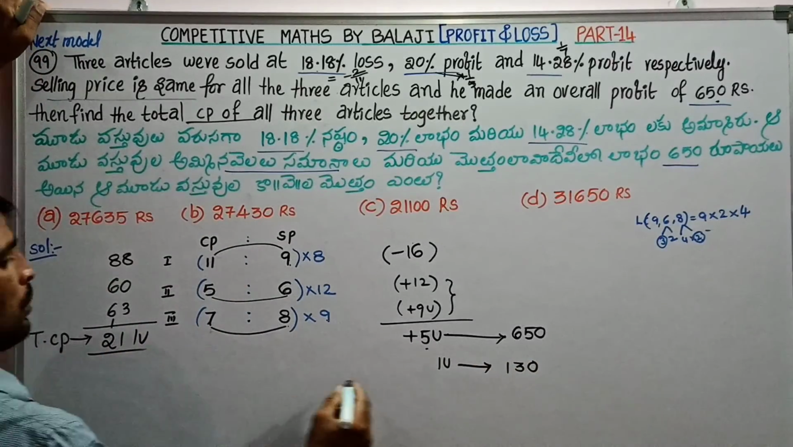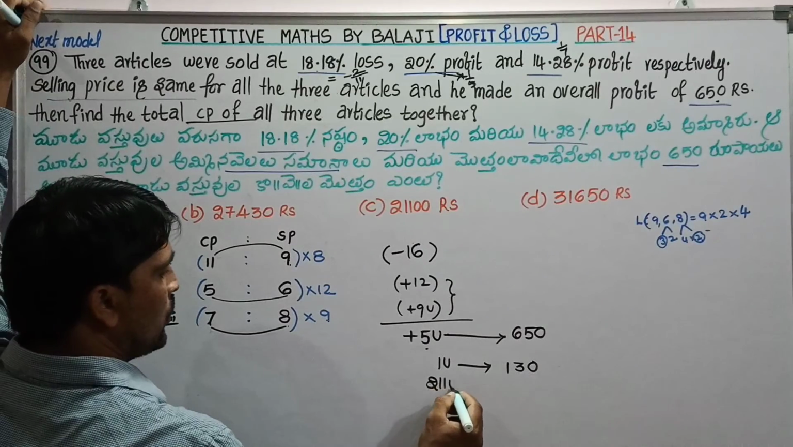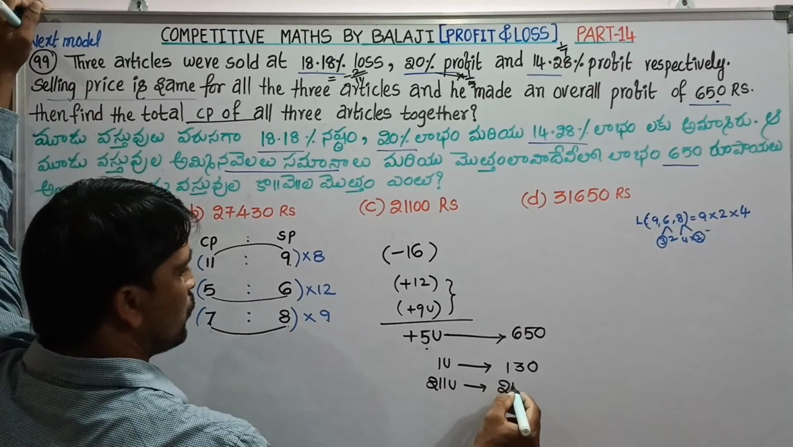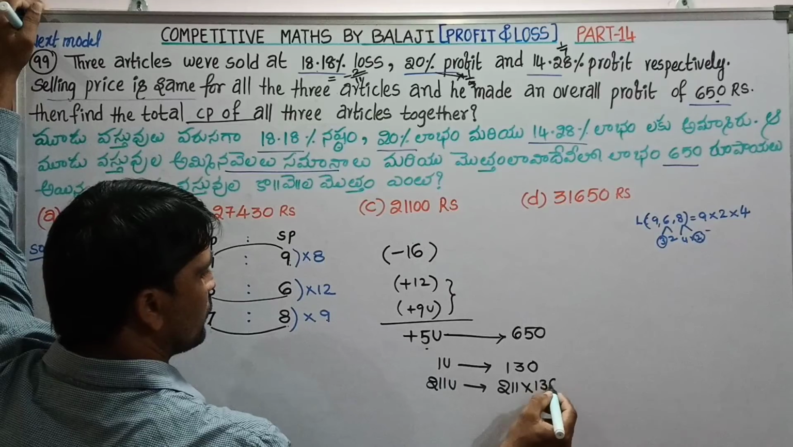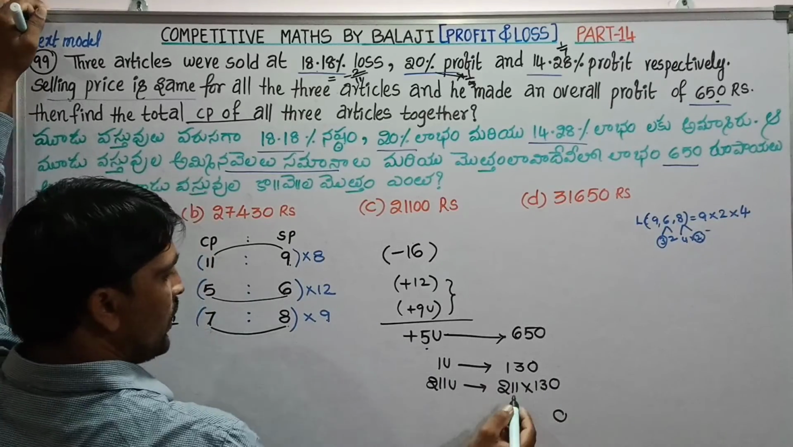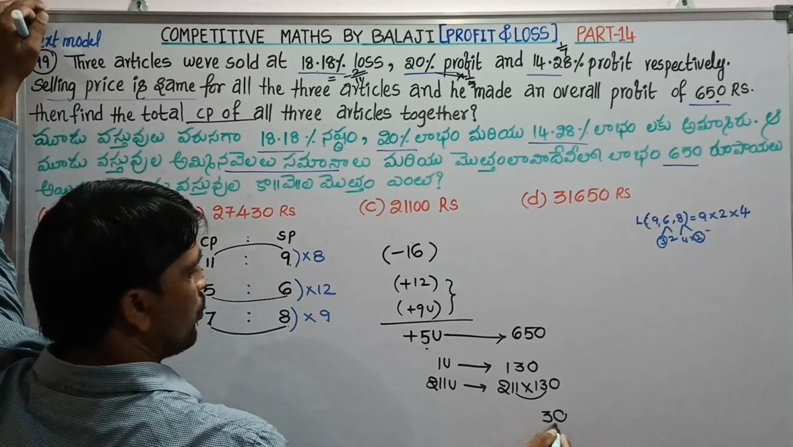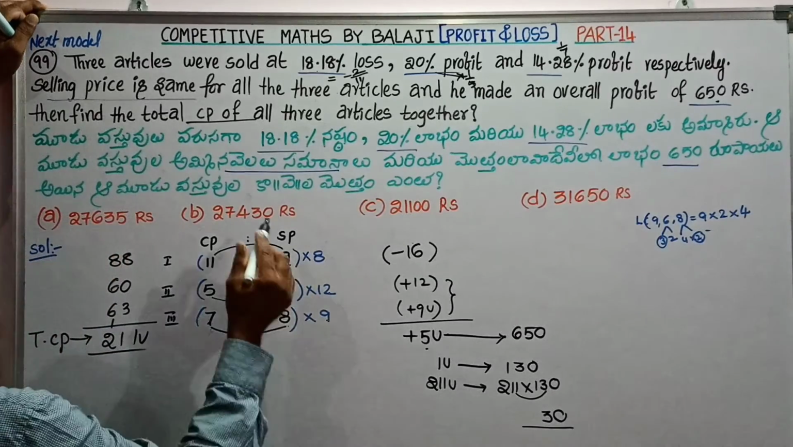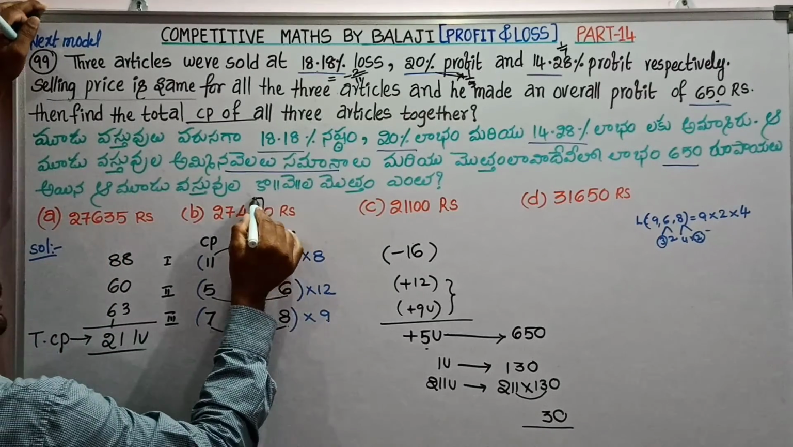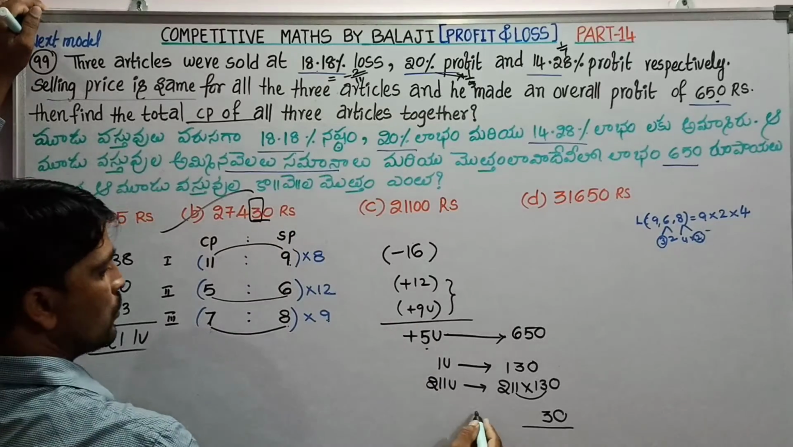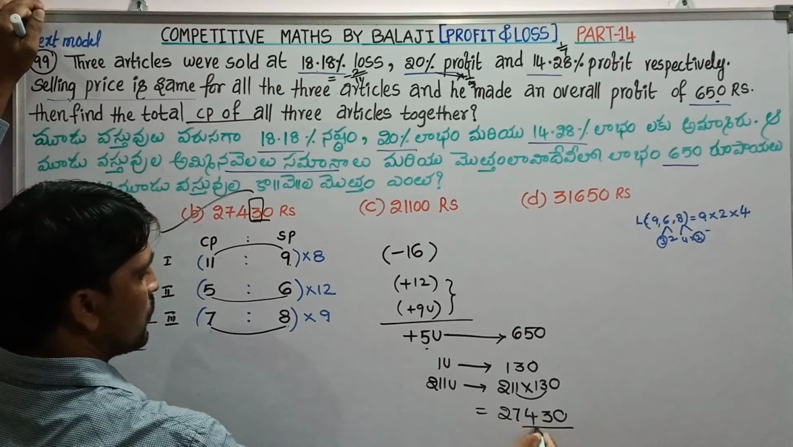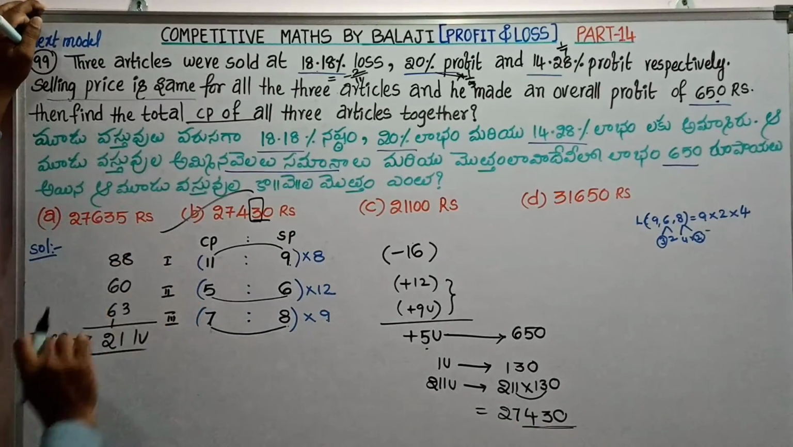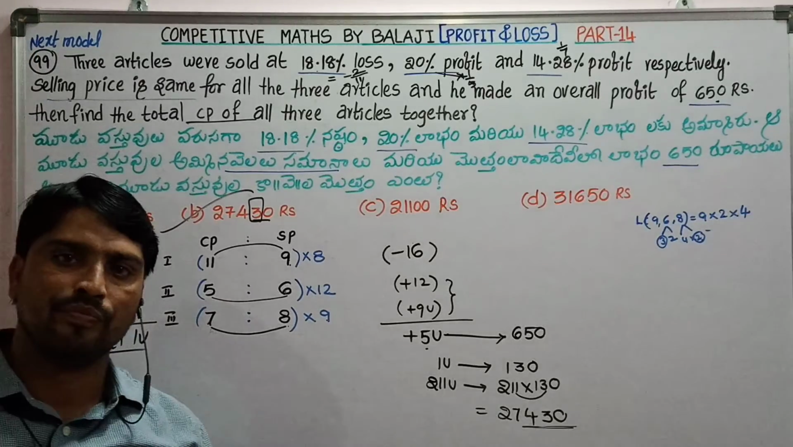But we have to find 211 units value. 211 units equal to 211 into 130. Units place is 0. Tens place must be 3. So match the tens place in the answer. We have only one option. Tens place is 3. So answer is B. So answer is 27,430, the cost price of all three articles together. Okay.